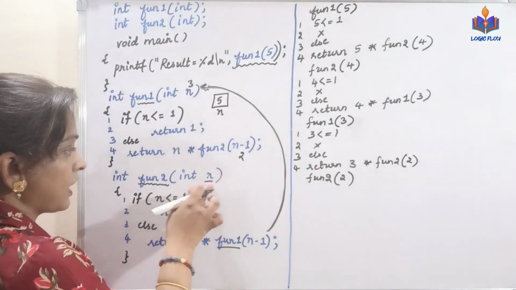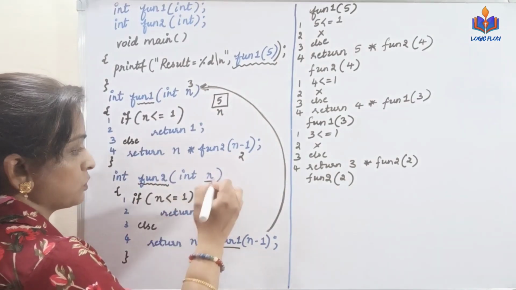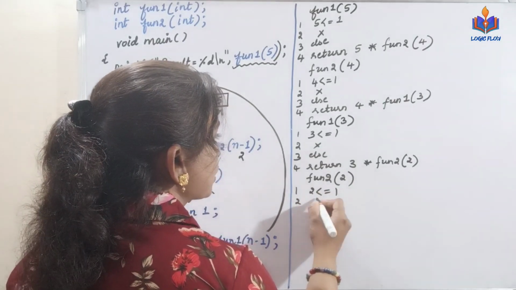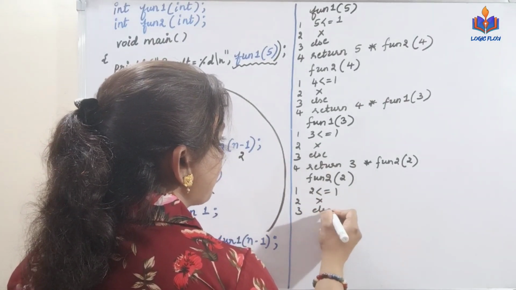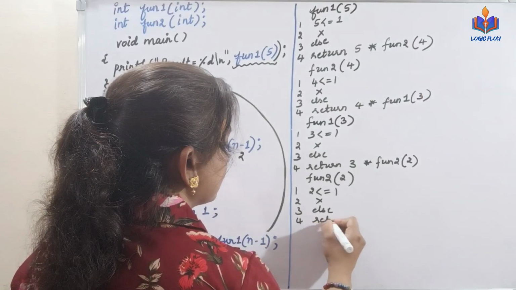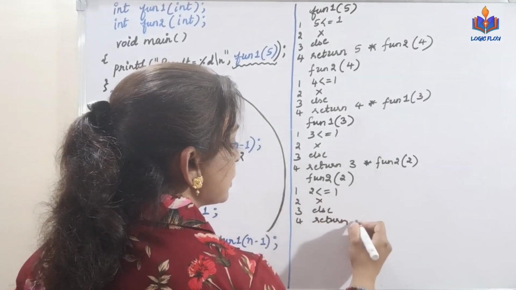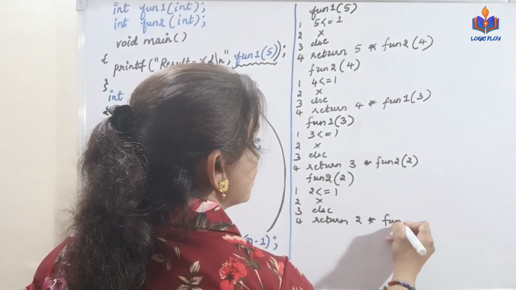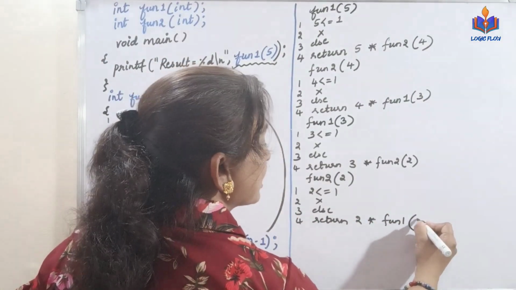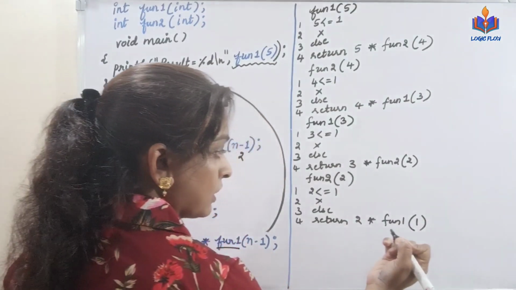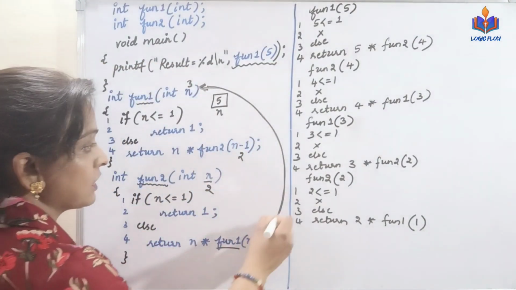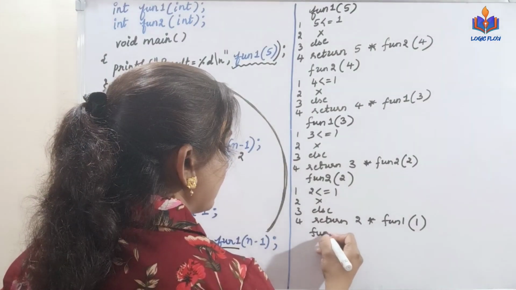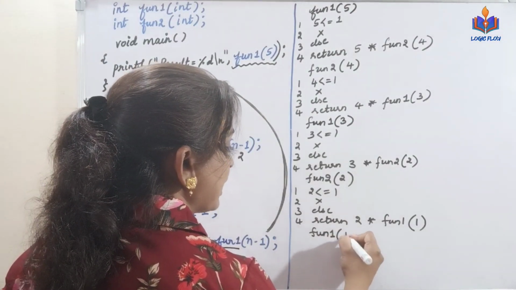So here I am getting function 2 with the value 2. So check the condition. 2 less than or equal to 1. Condition not satisfied. Come to the else part. I say return 2 into function 1 of 2 minus 1, it is 1. So I am calling function 1. Again the control goes back to function 1. So I am calling function 1 with the value 1.